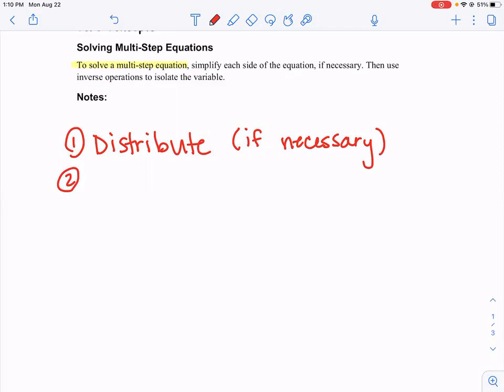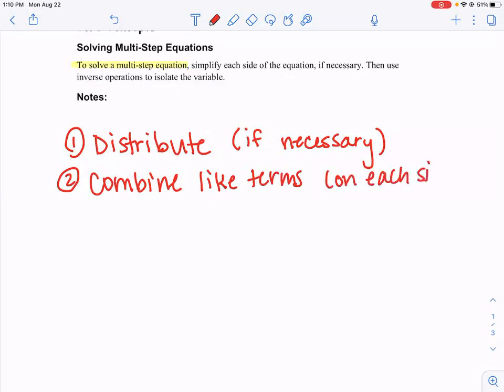Second, I need you to combine like terms. Now, if you don't need to combine like terms, that's fine. But if there's anything you can combine on the left side, combine them. If there's anything you need to combine on the right side, combine them.